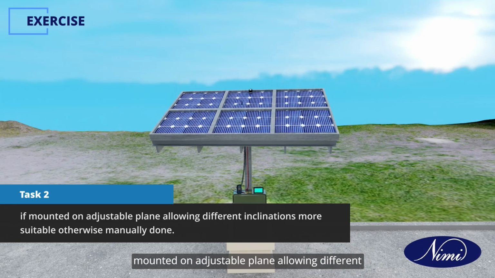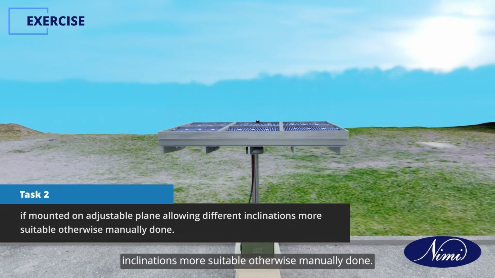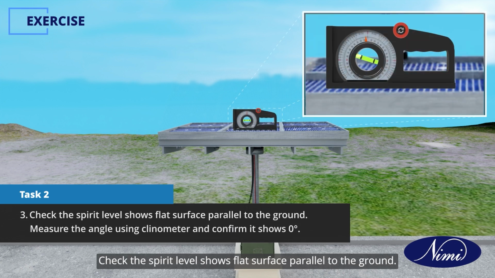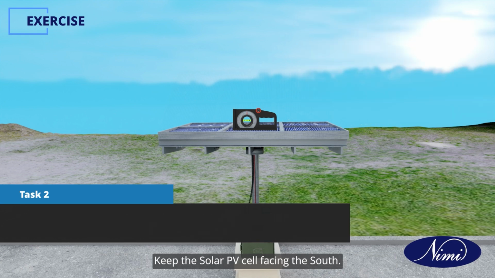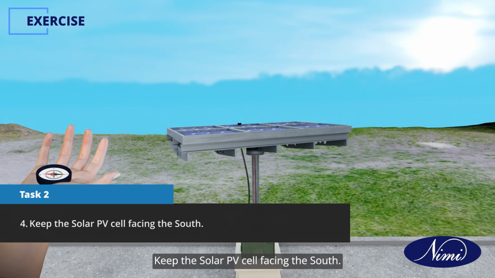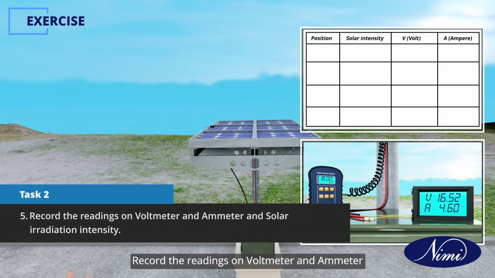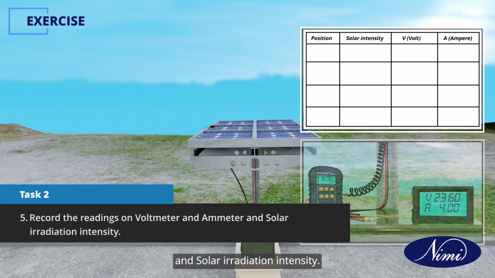If mounted on adjustable plane allowing different inclinations, more suitable, otherwise manually done. Check the spirit level shows flat surface parallel to the ground. Measure the angle using clinometer and confirm it shows 0 degrees. Keep the solar PV cell facing the south. Record the readings on voltmeter and ammeter and solar irradiation intensity.